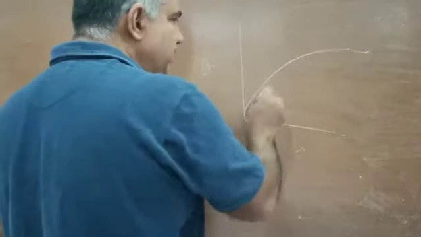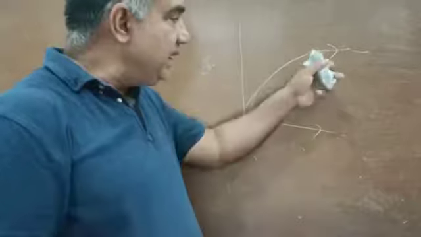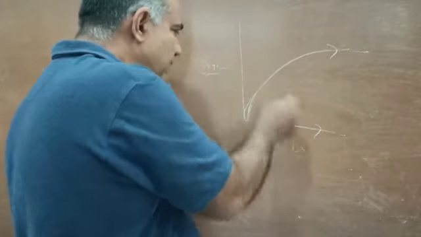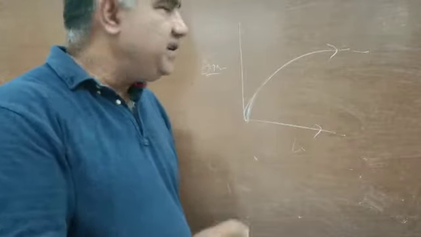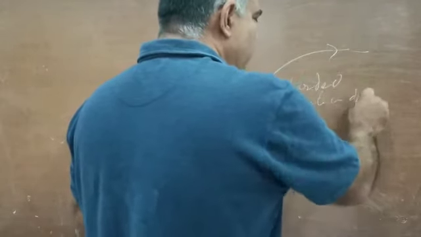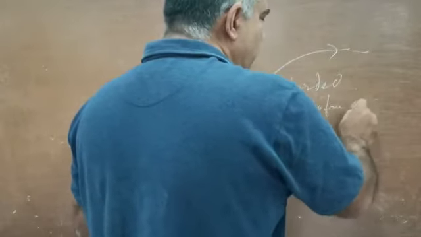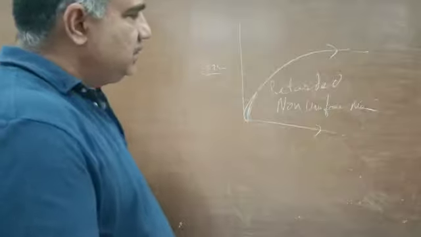Now yet another graph we will see, that is like this. If I make a graph like this, this is distance, this is time. You see, this is trying to become parallel. That means somewhere after some time the slope is going to become zero, or it has a tendency to become parallel to the time axis, which means the slope is decreasing. This graph represents that the body is in retardation and the slope is decreasing. This is retarded non-uniform motion. So, four things we have seen.